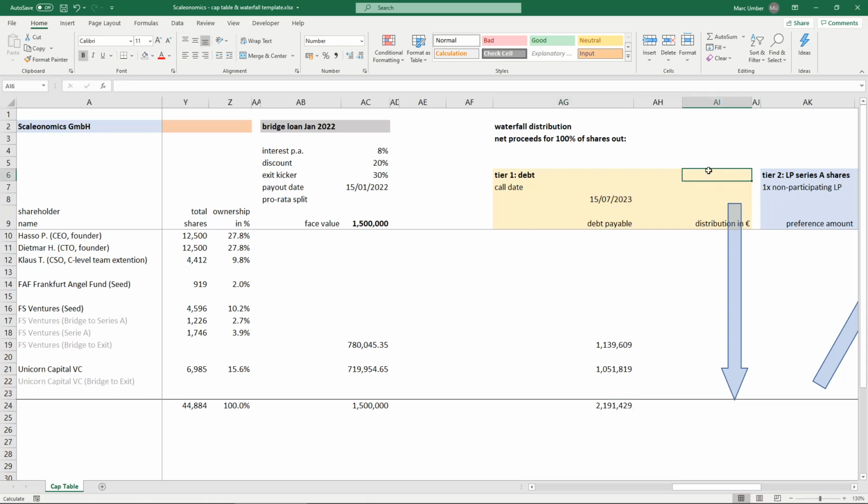Now, let's make an assumption that we have a bit more than 1 times the annual revenue that Scalenomics will provide, just for starters.